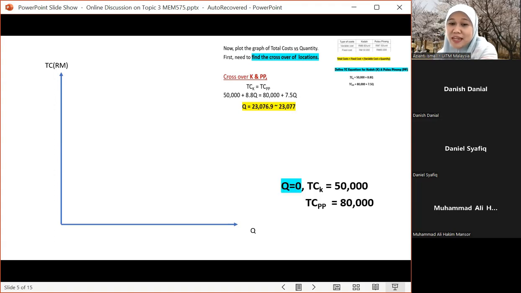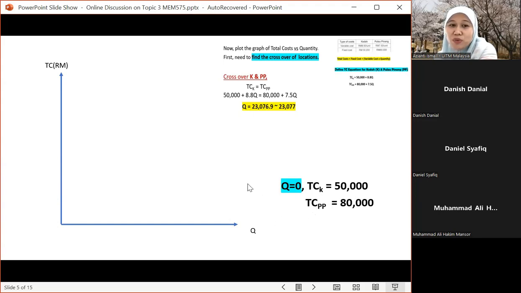So first we set Q at 0. Okay, when Q is 0, we plug it into this equation. So we put Q0 for TCK. When Q is 0, it's going to be 50,000. For TCPP, if we put Q0 here, we get 80,000. So done. So we know the first Q0 is plotted at the y-axis.